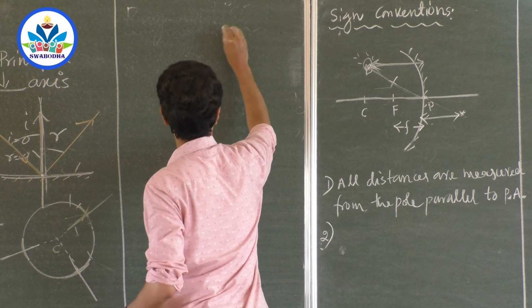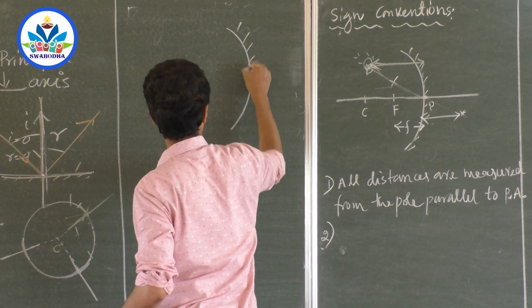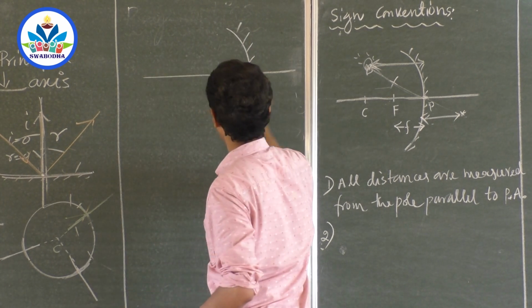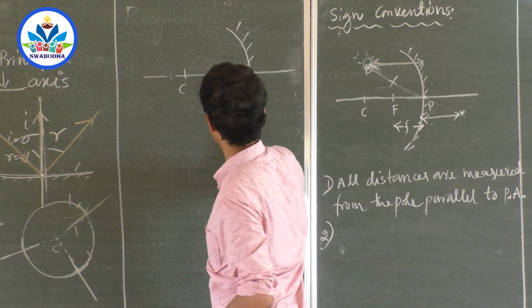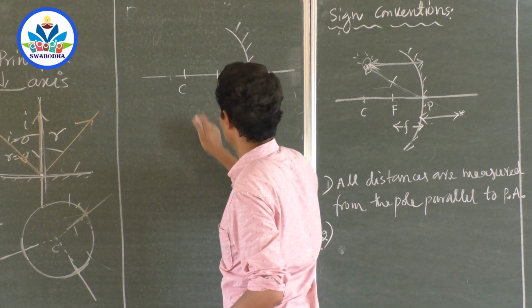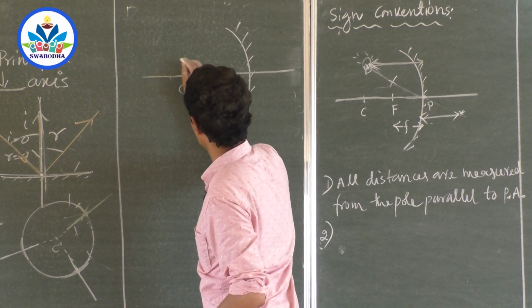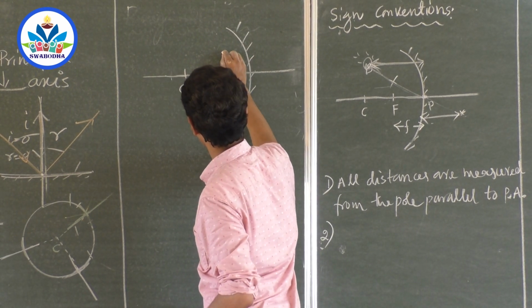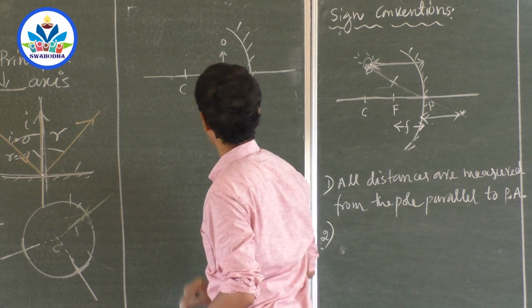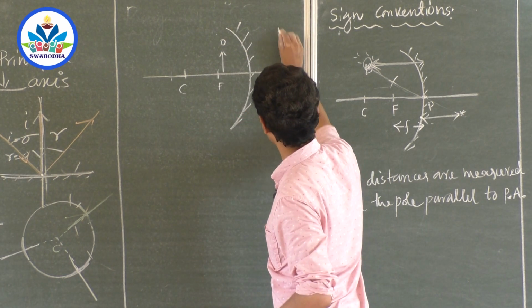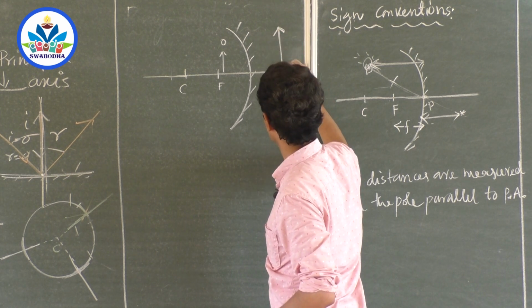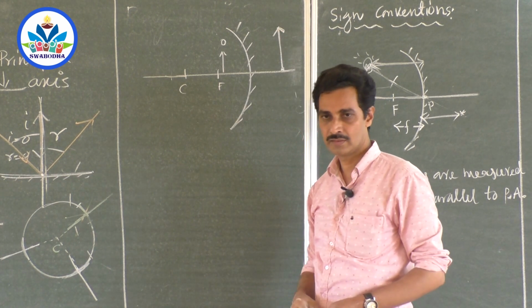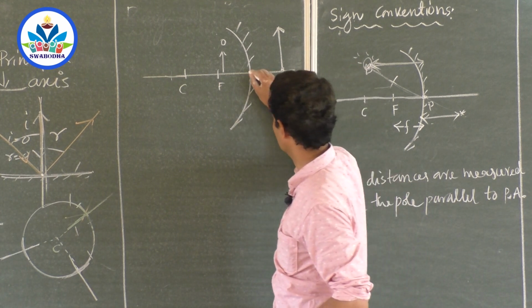Suppose this is a concave mirror and I place the center, it's the center of curvature, and the focus where parallel rays meet. Now suppose I have an object here. Suppose the image is formed here, inside the mirror like this. Sir, how do we measure the distances?